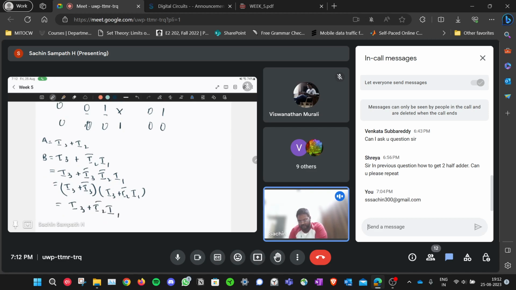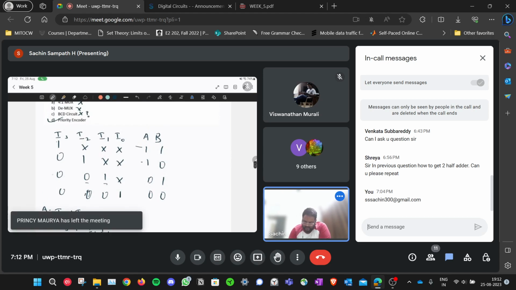Or even physically, if you check here, see, suppose you have 101x. What's the problem? I3 is 1 anyway, right? And I3 is 1, B is high. So it's not a problem. Suppose it doesn't have to be 001x. It can be 101x also.